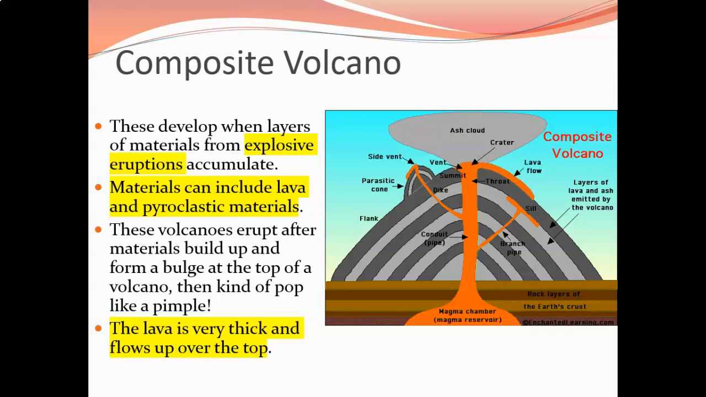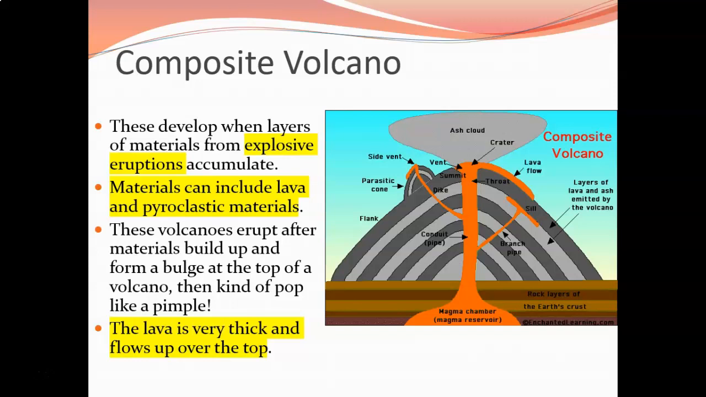The materials include both lava and pyroclastic materials, which are various sizes of rocks and other debris that can shoot into the air. Again, we probably won't have anything that represents any pyroclastic material or debris or rocks. We're looking more for lava flow types in your lab today. These composite volcanoes erupt after the material builds up for a while. It bulges under the surface, and then it pops almost like a pimple.